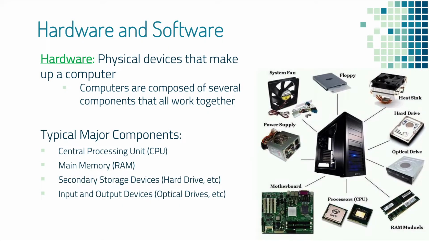To begin with, we'll first start with what hardware and software are. Hardware is just the physical devices, what you can touch, that actually make up a computer. Over here you'll see we have our floppy disk, our heat sink, our hard drive, optical drive, and so on. The board that holds everything is the motherboard. Some really major components are the CPU, or the central processing unit, which we'll talk about more in a second, and main memory, or RAM. We have secondary storage devices like your hard drive, where your actual data gets stored. And we have our input and output devices, which we use to communicate with the computer, such as your optical drive, your keyboard, and your monitor as well.